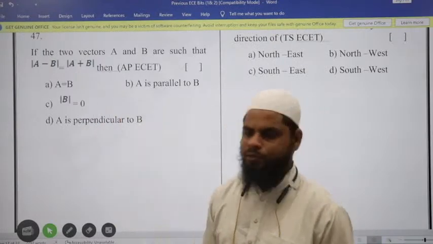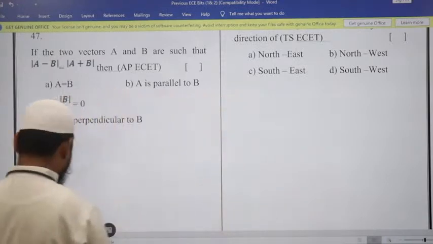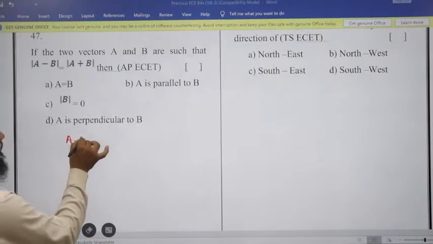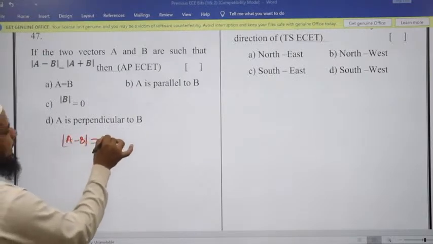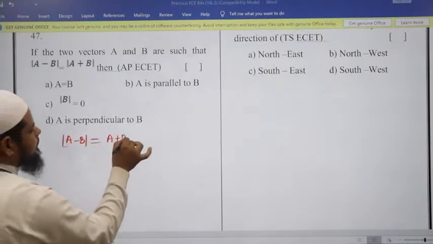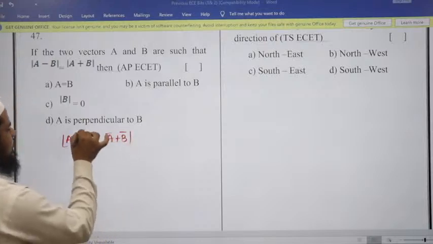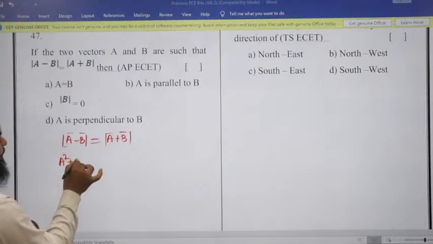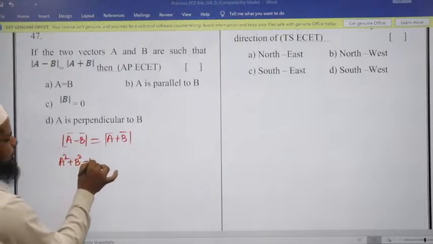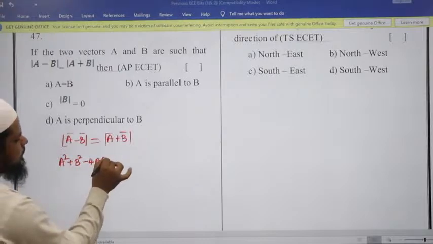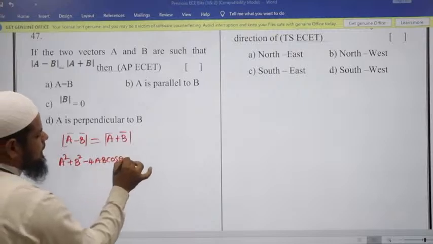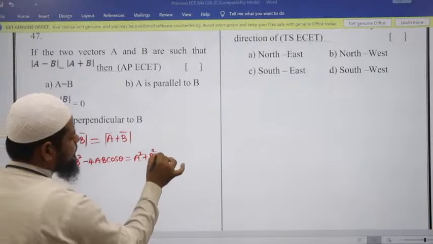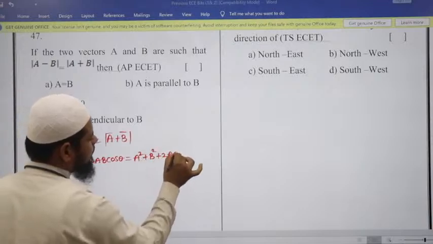That's what. Okay. Look at it. A minus B and A plus B. What is A minus B? Modulus A square plus B square minus 2AB cos theta is equal to A square plus B square plus 2AB cos theta.